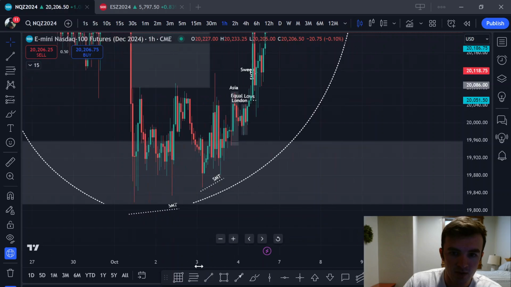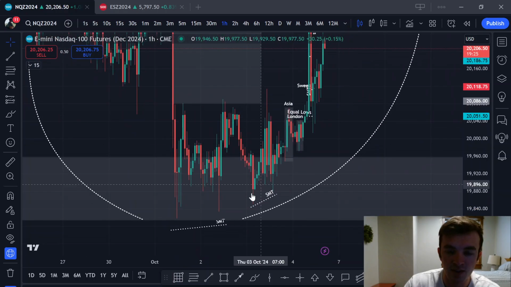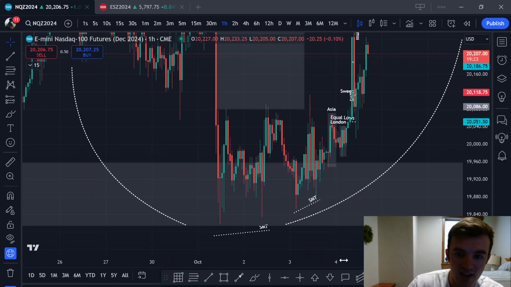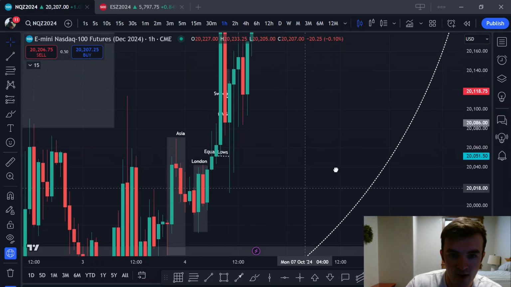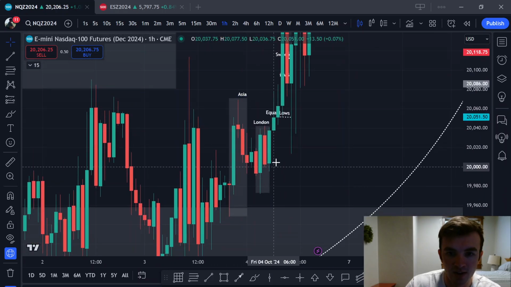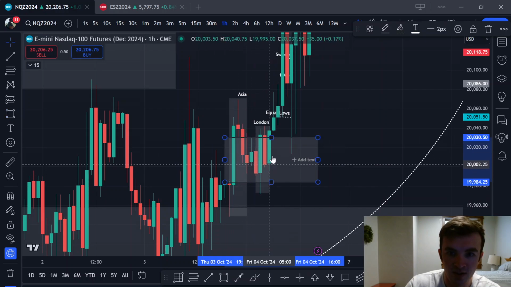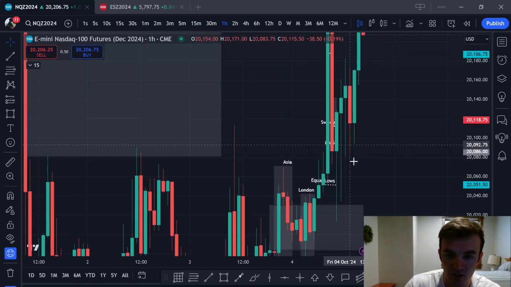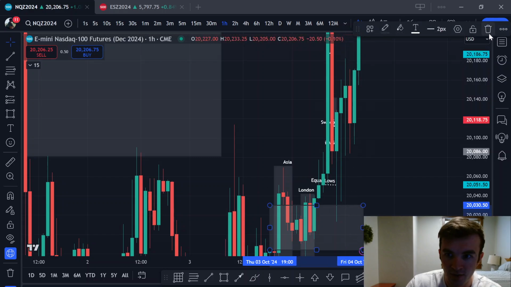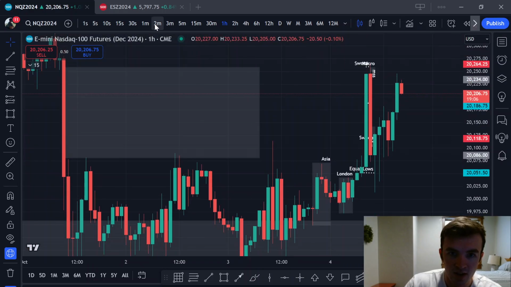Now, we also had another SMT here. And then we had this 1 hour fair value gap that price pushed back into right here. You can see that right here. We had this 1 hour fair value gap. Price pushes back into it. And then for NFP, we launch higher. So now let's go look at the lower time frame.